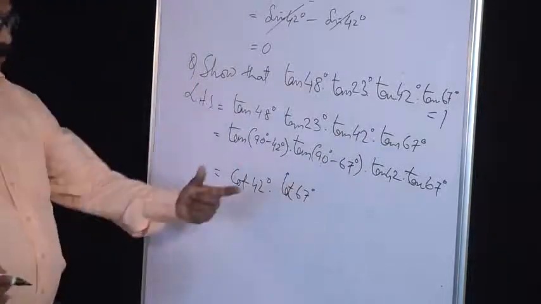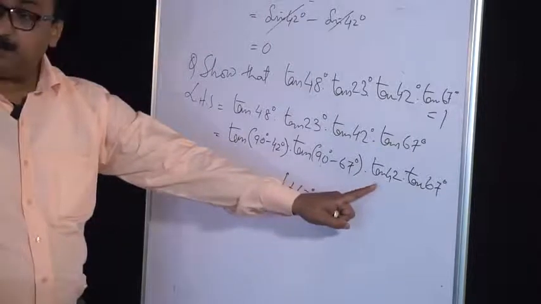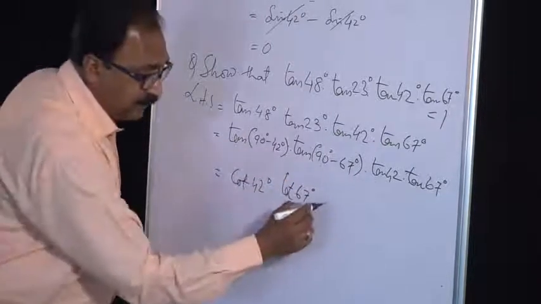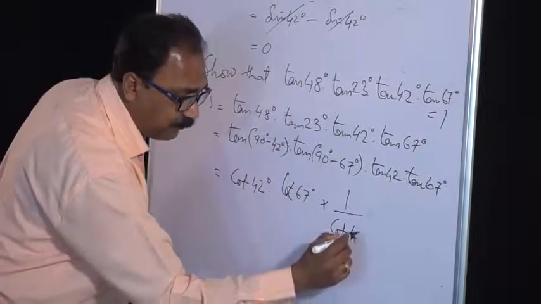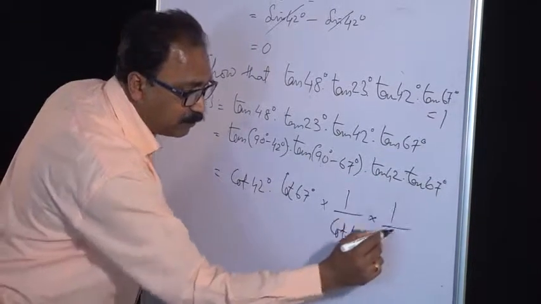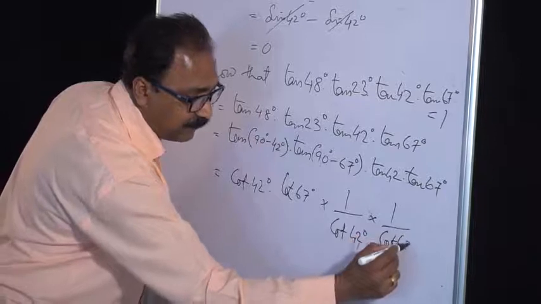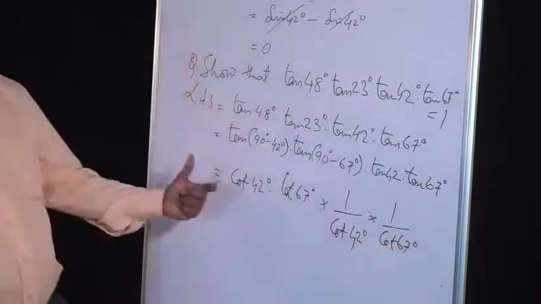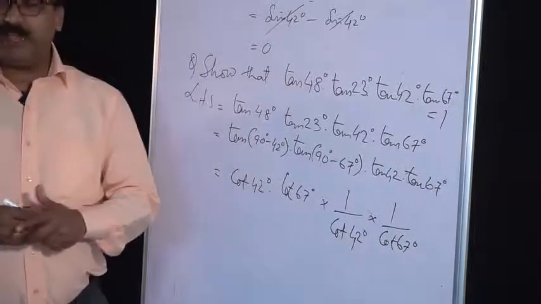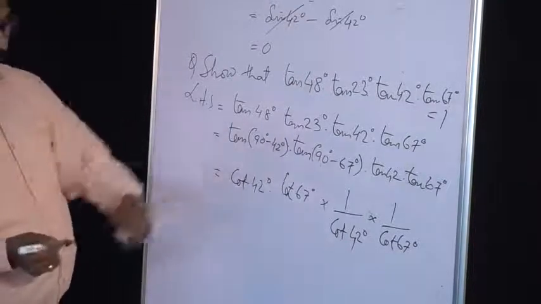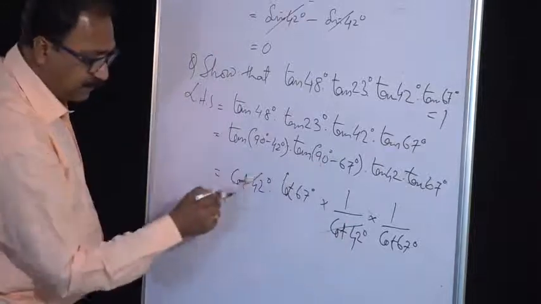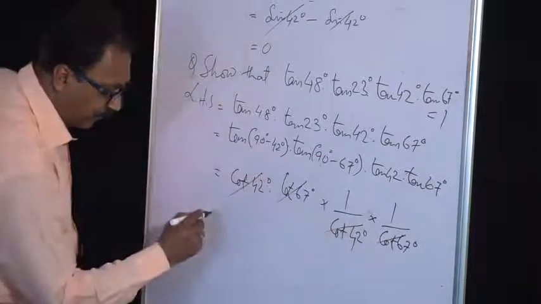Now here we can change this value with reciprocal cases like tan theta is 1 by cot theta. So we can write 1 by cot 42 into 1 by cot 67. If you don't change that also, okay, because we already know the relation tan into cot is 1, the same degree. So that also you can apply. So easily you can cancel it. So it will become 1.